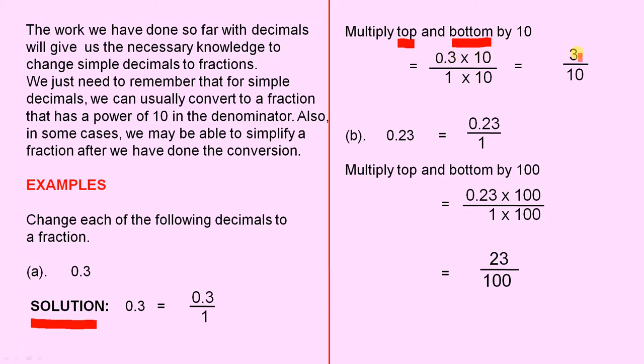0.3 times 10 gives us 3. 1 times 10 gives us 10. So the answer is 3 over 10. In other words, 0.3 is 3 over 10.